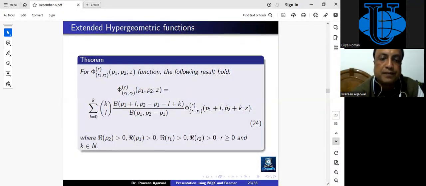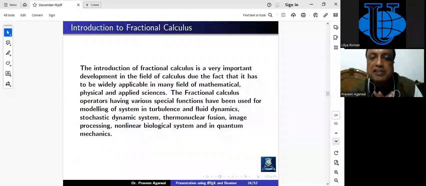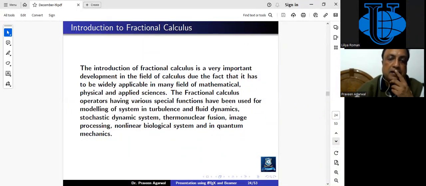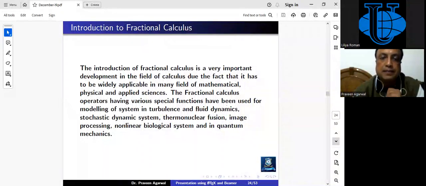The introduction of fractional calculus is a very important development in the field of calculus due to the fact that it has been widely applicable in many fields of mathematical physics and applied science. The fractional calculus operators having various special functions have been used for the modeling of systems in turbulence and fluid dynamics, stochastic dynamic systems, thermonuclear fusion, image processing, nonlinear biological systems, and in quantum mechanics.